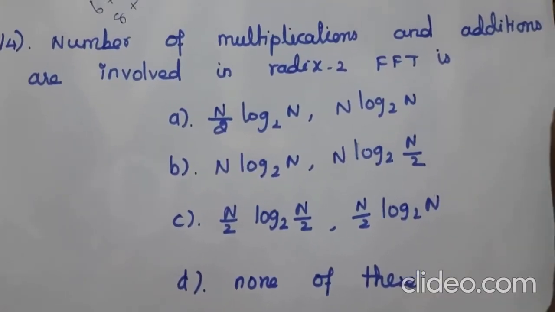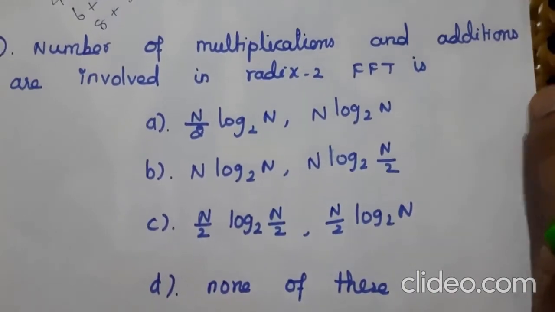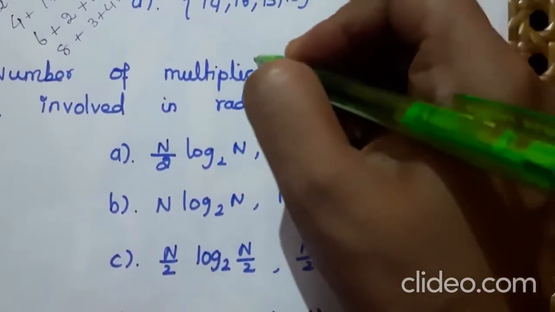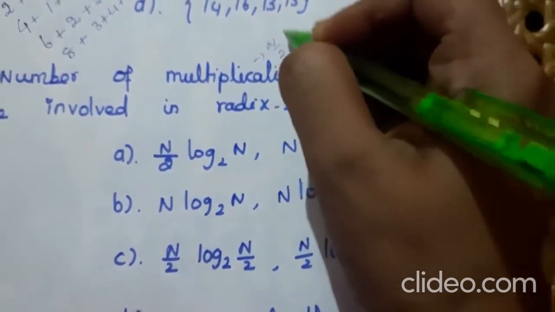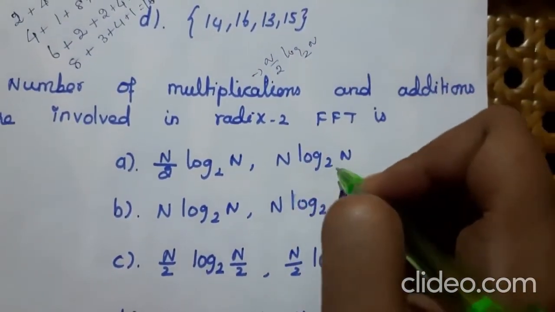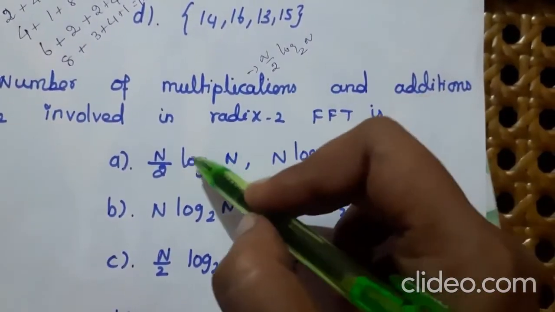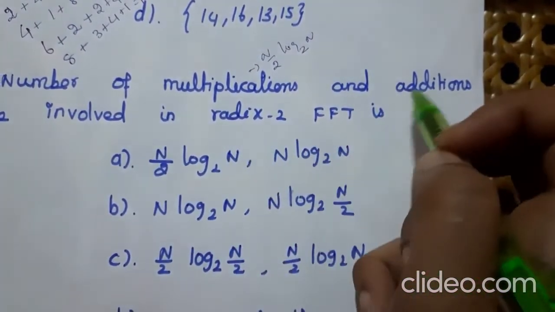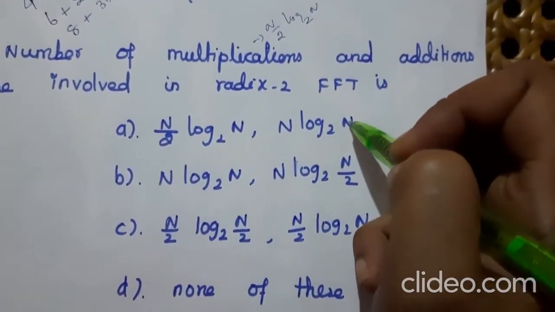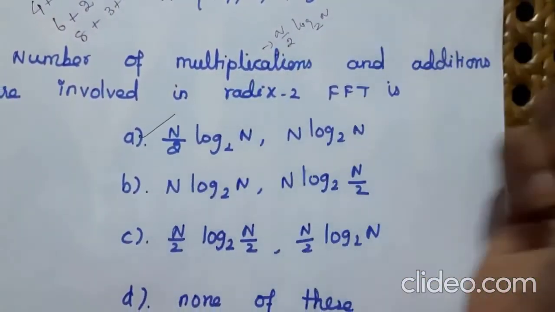14th question, the number of multiplications and additions involved in radix-2 FFT is. The multiplication is N by 2 log base 2 N and the addition is N log 2 N. Multiplication is N by 2 log 2 N, addition is N log 2 N. So here the answer is A.